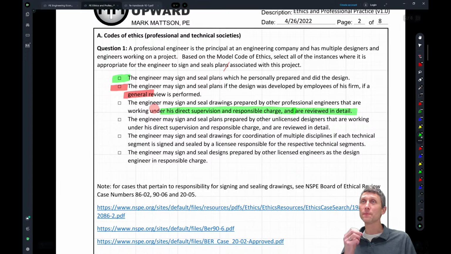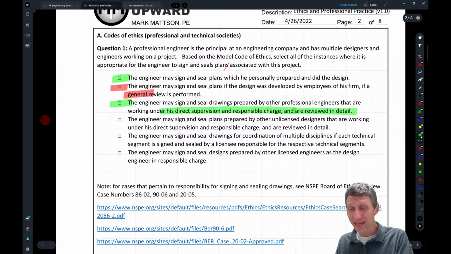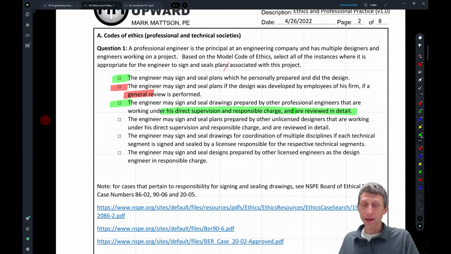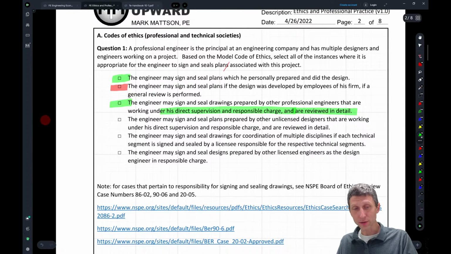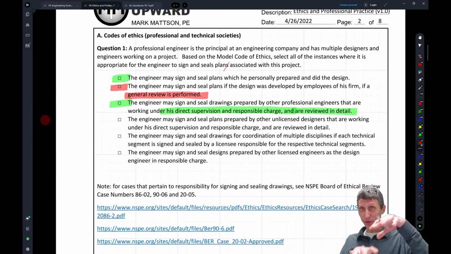So this is now you are the head engineer, you're overseeing a team of engineers, you're directing the design, you're reviewing the design, you're overseeing all the design, and you're stamping those drawings. And I would say that's acceptable. There's a difference between a general review, or a cursory review, and a detailed review. But again, there's that responsibility. If you're above them in a responsible way, and you're doing that detailed review, I think that is critical there.